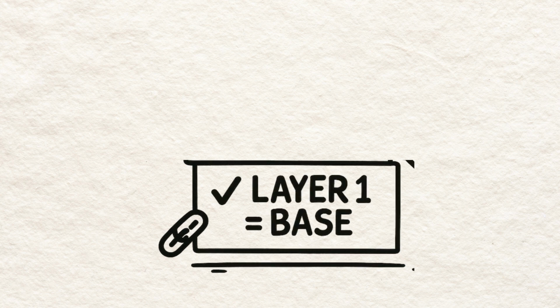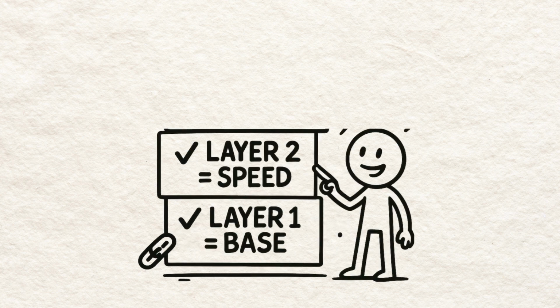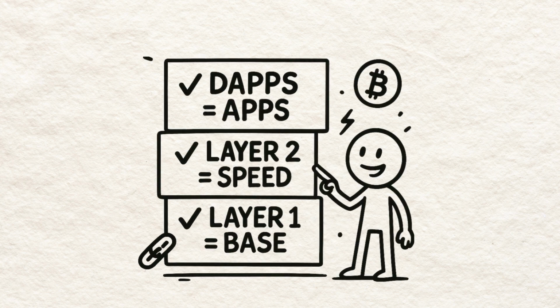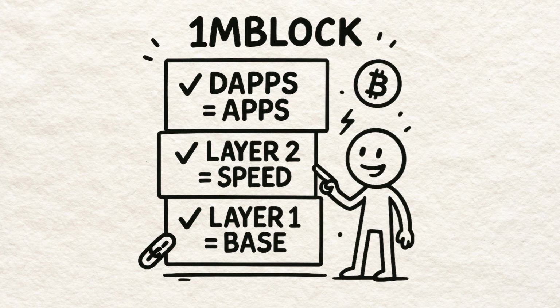So here's your cheat sheet. Layer 1, base blockchain. Layer 2, speed upgrade. DApps, apps you use. They stack together to build the blockchain ecosystem. Which layer have you used without knowing it?